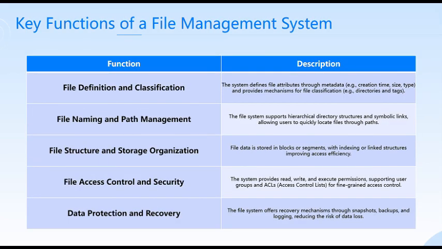And then is key functions of file management systems. The first is file definition and classification. And then is file naming and path management. And then it's file storage organization, and file access control and data protection and recovery. I think the most important is file definition and classification, it defines file attributes via metadata such as size, type, and they provide classification mechanisms.